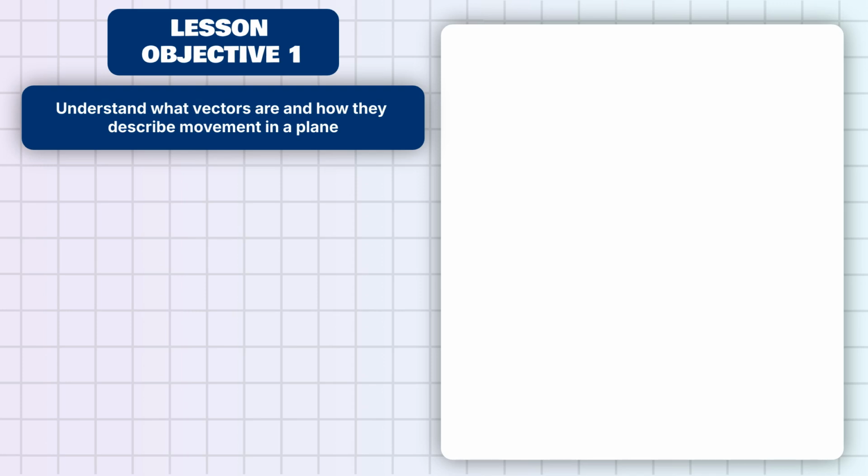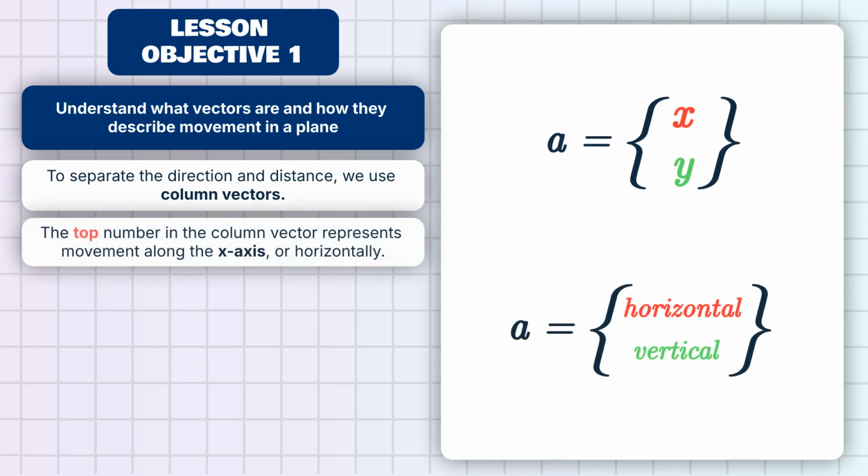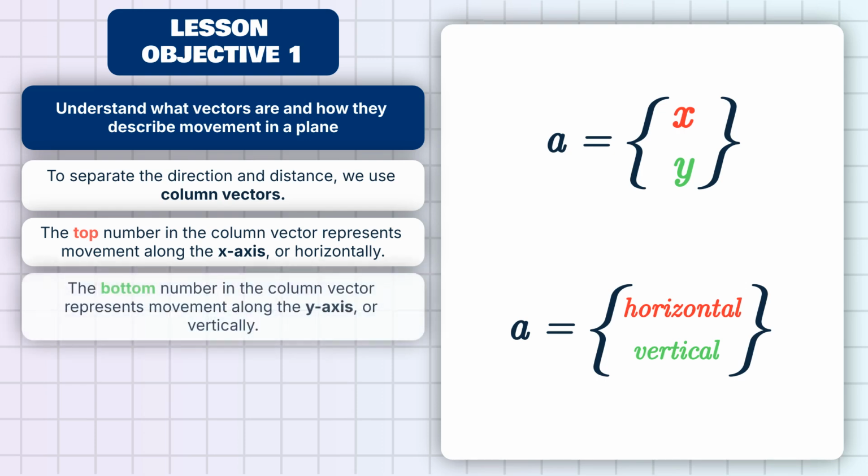Let's make this more specific using proper notation. To clearly separate the direction and distance, we use column vectors. A column vector has two components, written as a equals x over y, where the top number x represents movement along the x-axis or horizontally, and the bottom number y represents movement along the y-axis or vertically. Think of this like rotated Cartesian coordinates, which you're already familiar with.